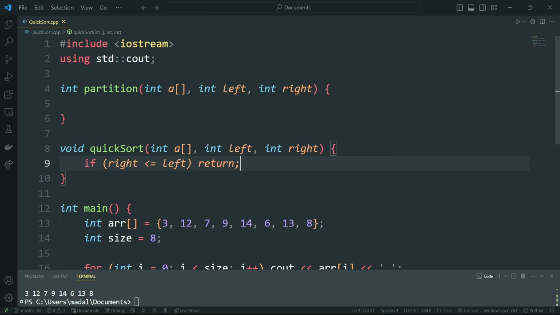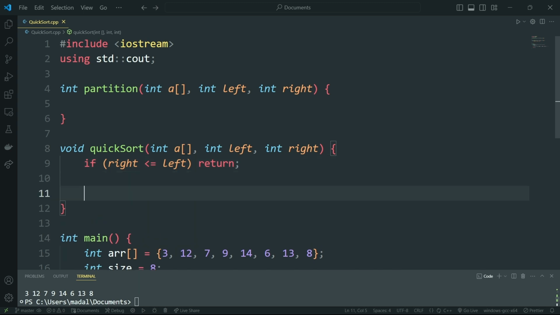Because if right is smaller than or equal to the left, then that means that we can't really break our array into any more pieces, into any more partitions. And so we're just going to terminate the algorithm, right? Then I'm going to create here an integer, which is going to be our pivot.